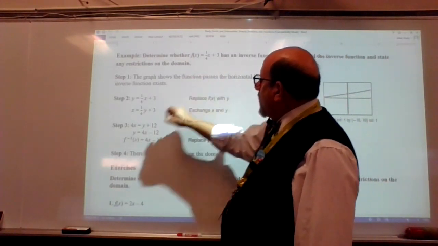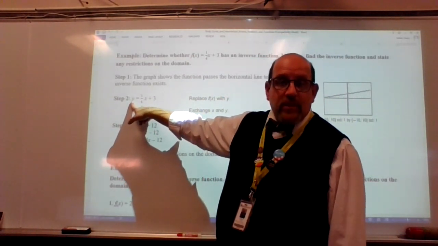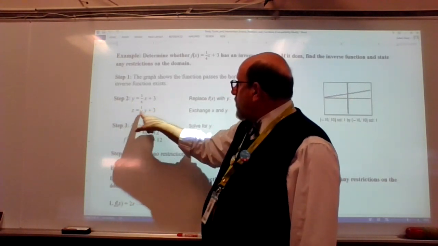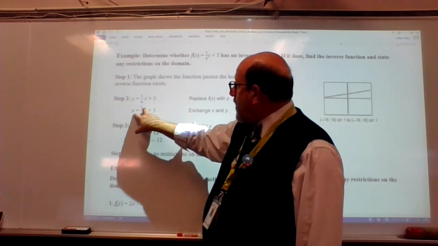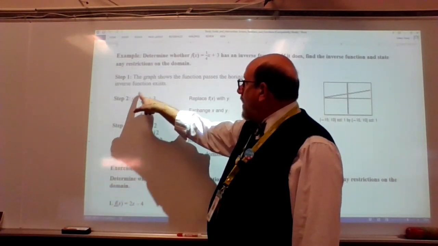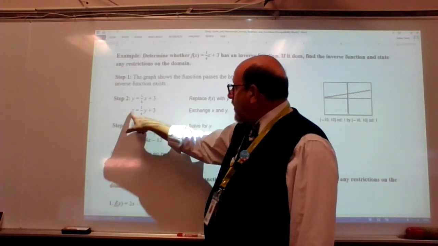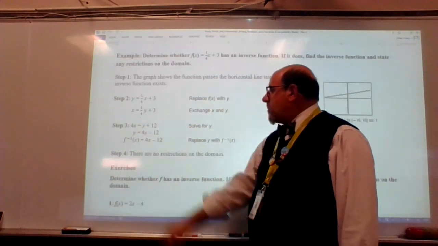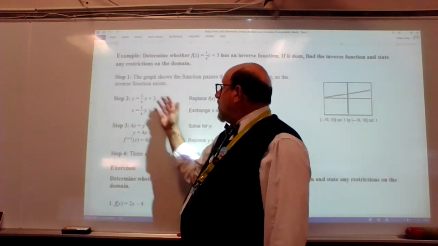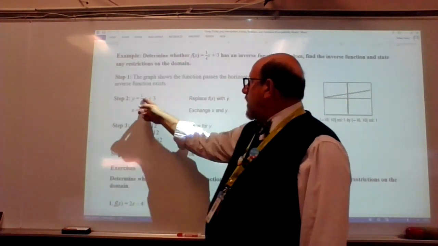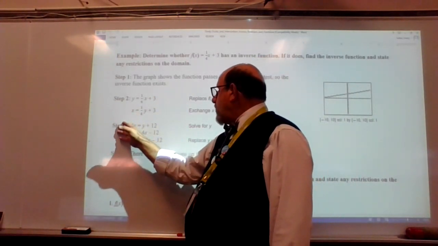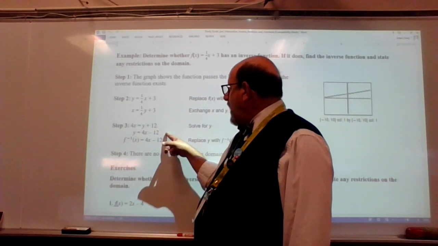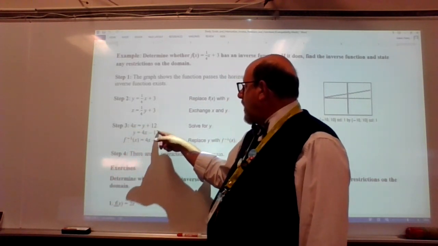We had f of x here, now we're going to replace f of x with y. That was the second step. Then we switch our x's and our y's. So instead of y equals 1/4 x plus 3, we say x equals 1/4 y plus 3. Then we move into step 3, which says solve for y. To get rid of the 1/4, we multiply both sides by 4. 4x equals y plus 12. We subtract 12 from both sides, and y equals 4x minus 12.